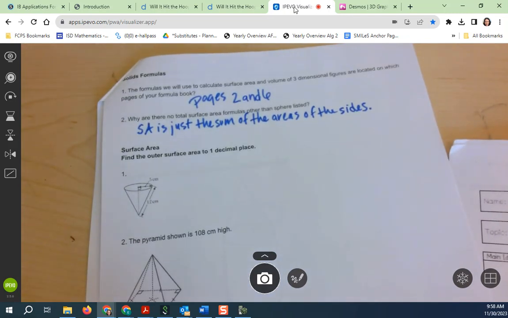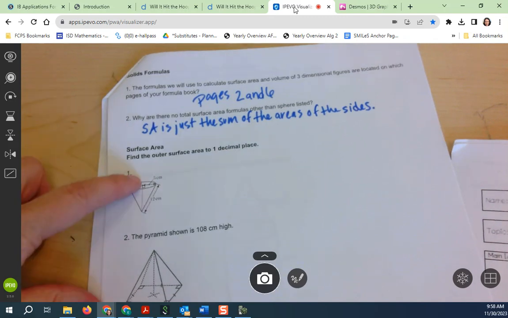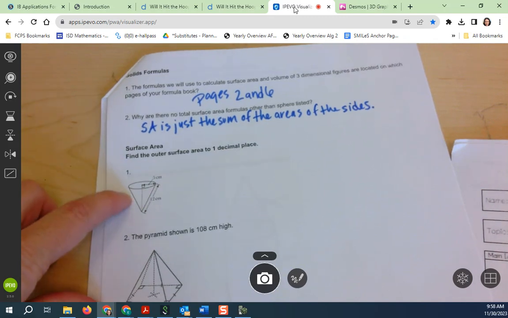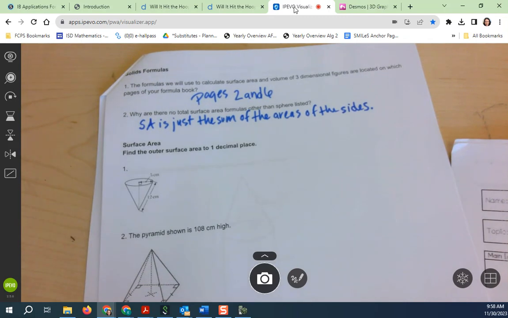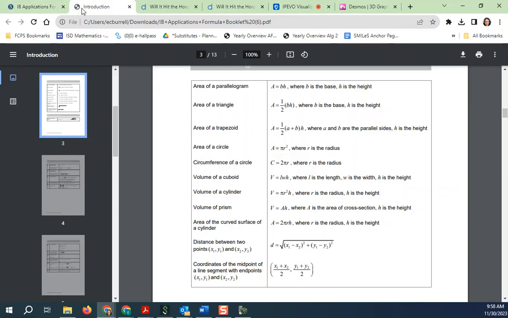All right, find the outer surface area to 1 decimal place. So we're not doing 3 sig figs until it tells us differently. We're just doing 1 decimal place. And so here we have a cone, so we have to add the area of the side plus the area of the circle. So let's go back and grab that formula for the area of the side. I think it was down here.